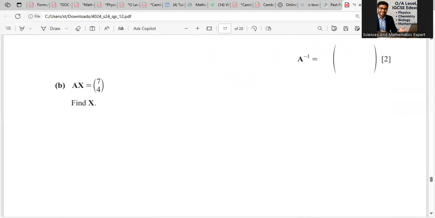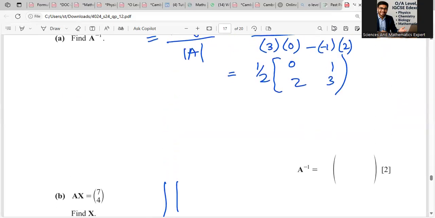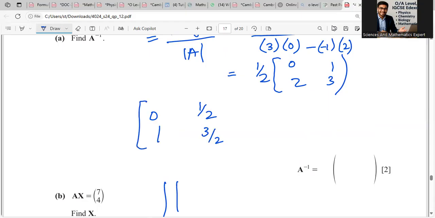In this one, he is saying AX is equal to this, find X. So for this one, you have the above matrix. We are just going to multiply this form. He is saying AX is equal to 7 by 4. So I will just multiply it and I will get the answer over there. So my A inverse, if I can get my A inverse over there, that is 0 by 2 is 0, 1 by 2, 2 by 2 is 1, and 3 by 2. And he is saying to me that it should be multiplied with 7, 4.